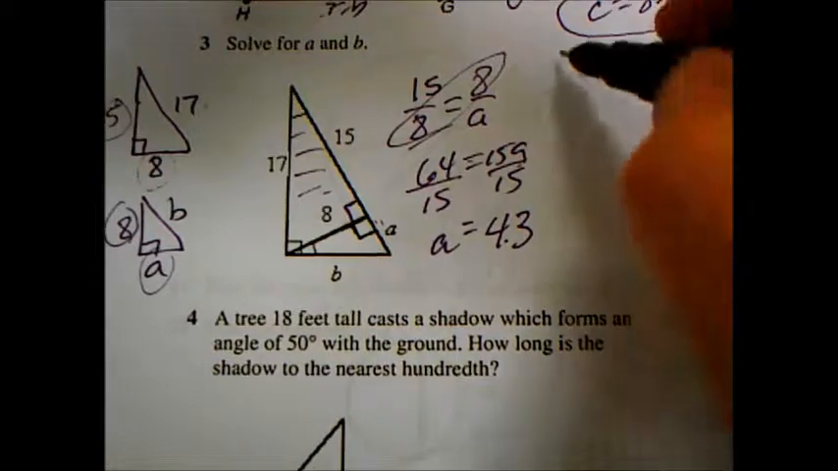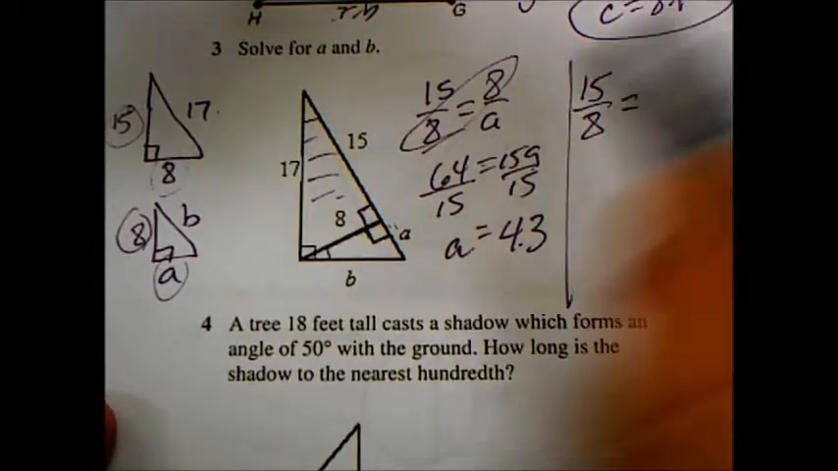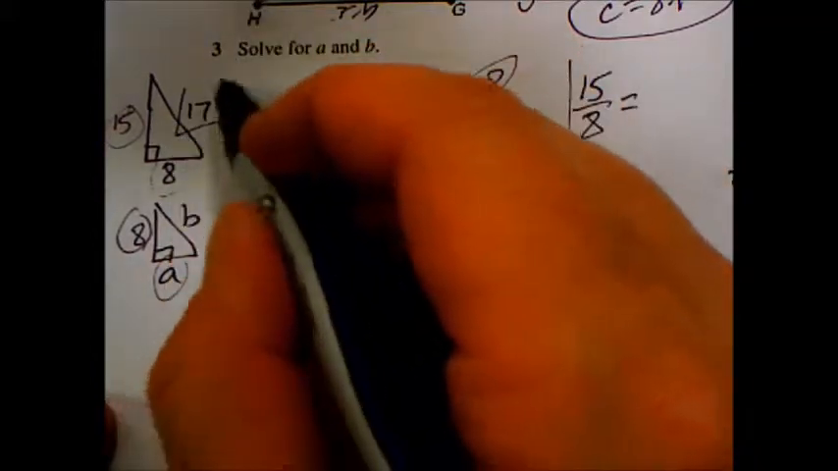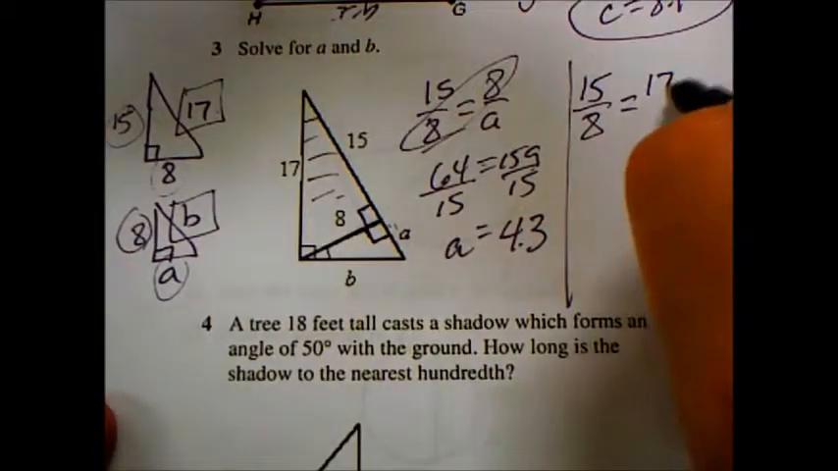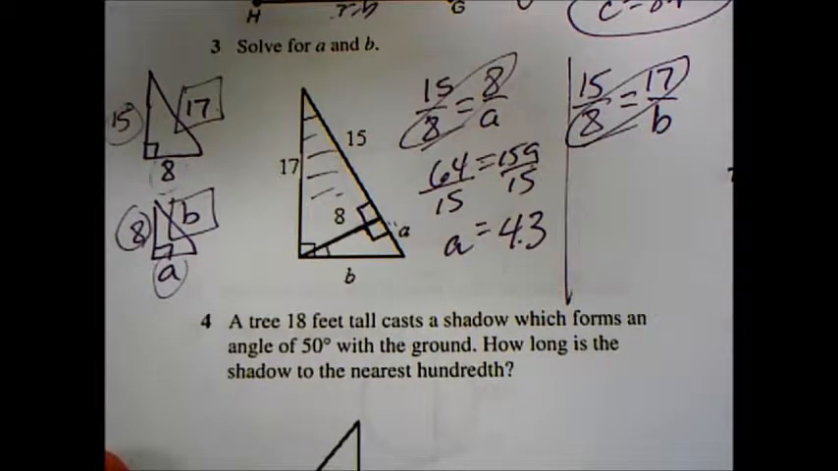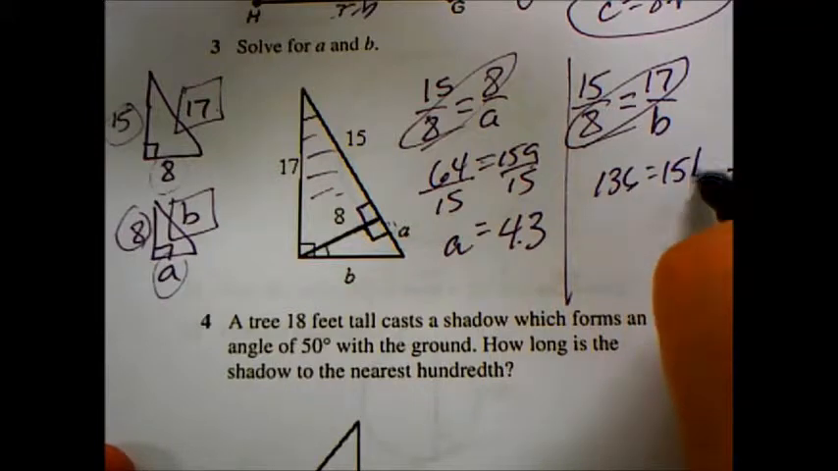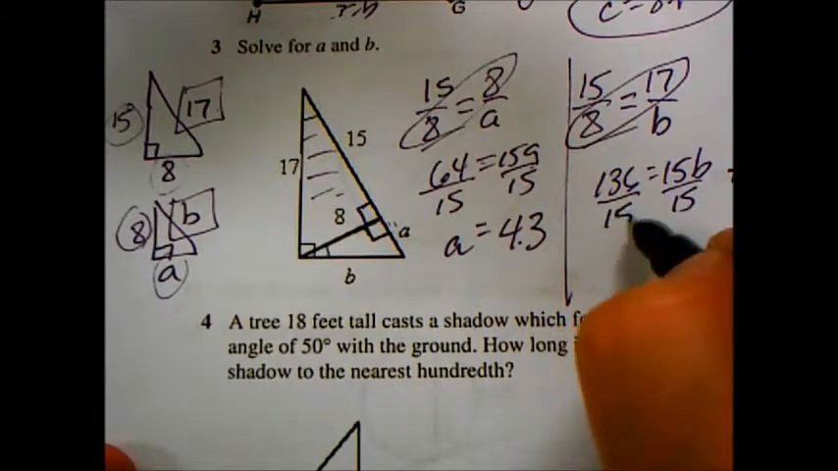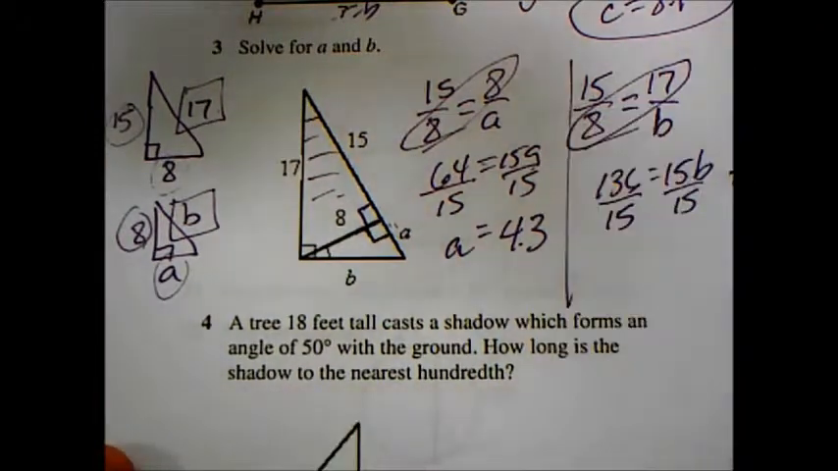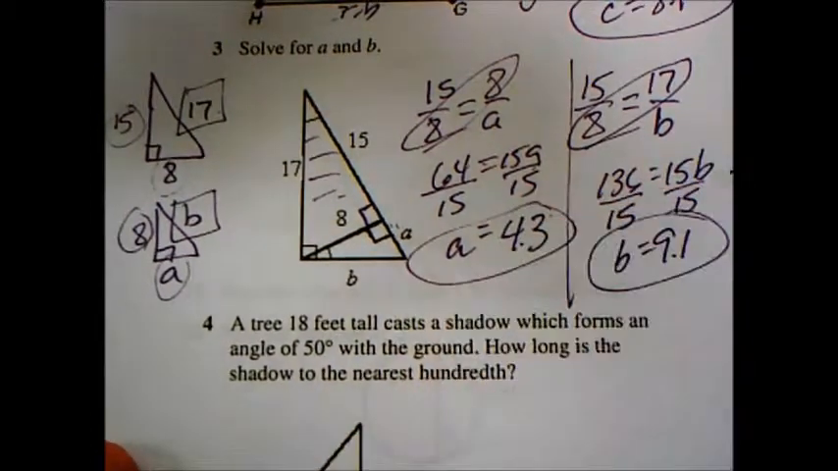4.3. I'm going to start out with the same 15 over 8, and this time do 17 and B. I'm going to cross multiply. That gives me 136 is equal to 15 B's. I'm going to divide by 15, and that gives me B is equal to 9.1. There's my A's and my B's.